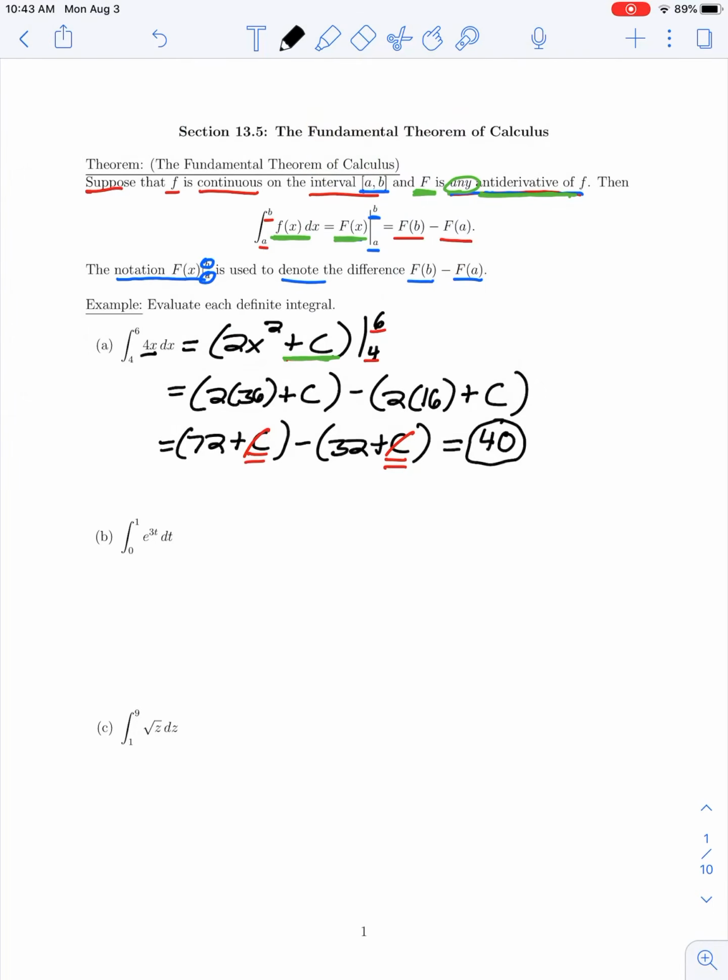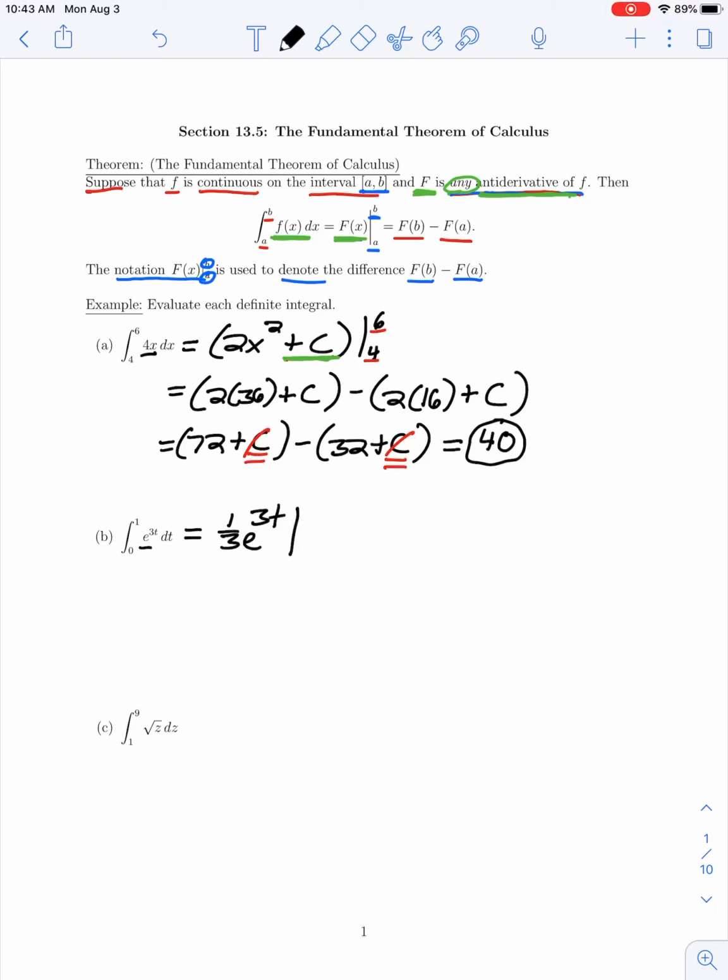In part B, we have the integral from 0 to 1 of e to the 3t with respect to t. So to evaluate this definite integral, the fundamental theorem of calculus says we first find an antiderivative of our function, e to the 3t, which recall would be 1/3 e to the 3t. And we no longer have to write the plus c on the end, since this is a definite integral.